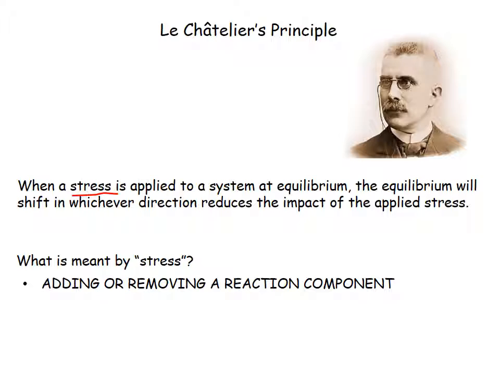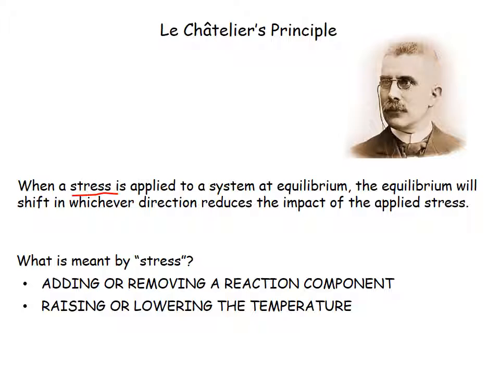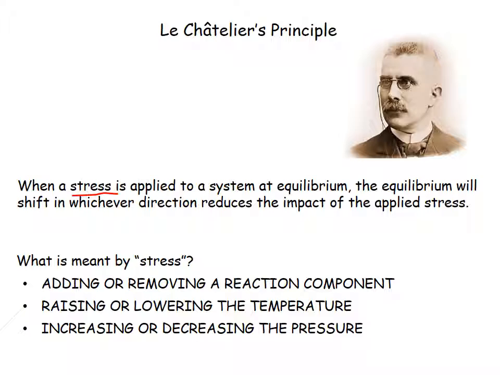Another way of influencing the equilibrium of the system, the equilibrium position, another stressor is the temperature. So if you increase or decrease the temperature by adding or removing heat, then that is a stress. Another stressor is increasing or decreasing the pressure of the system. Though all three of these can influence the position of the equilibrium here.